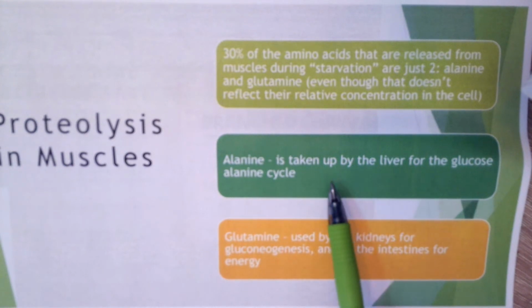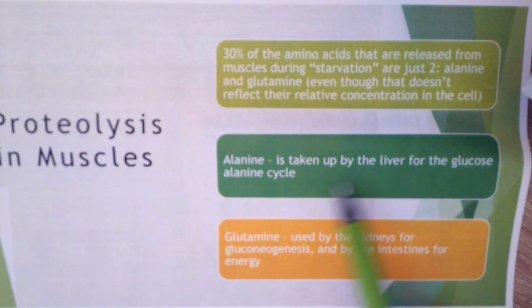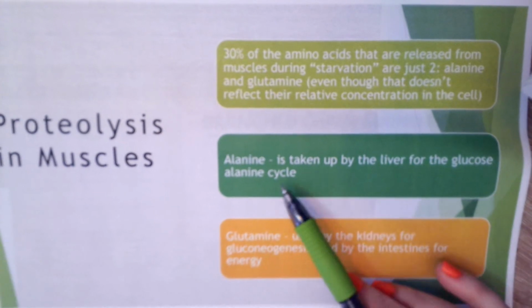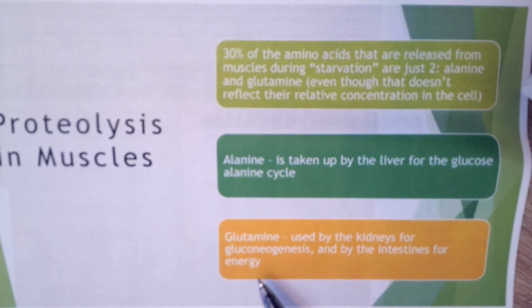The liver can use that alanine to make glucose. So there's a cycle of chemical reactions for that, a pretty basic set of chemical reactions. Glutamine is actually tied up in that alanine cycle as well, but it's also used by the kidneys for creating glucose. And your intestinal cells, whether we're talking about the smooth muscle or the columnar epithelium in the intestines, they can use those for energy as well.